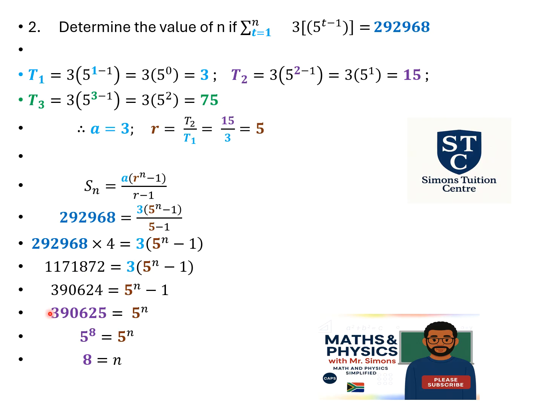So 1,171,872 divided by 3 gives me 390,624 equals 5 to the n minus 1. Take 1 across, gives me 390,625 equals 5 to the n. So they have a base of 5 to the power n, so I have to write this also as a base 5. So 5 to the power 8 gives me 390,625, equal to 5 to the power n. Bases are the same, so I can drop them and then n is equal to 8.